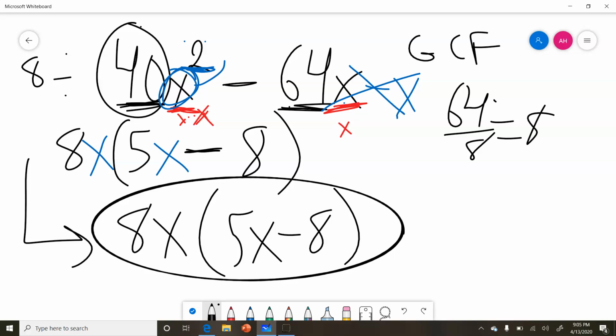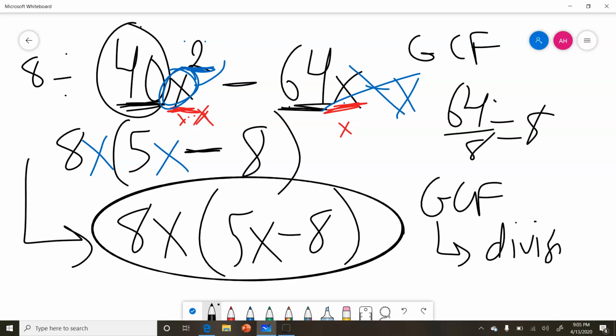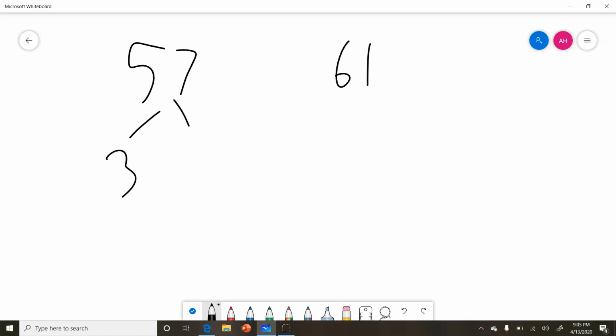So we use the greatest common factor, the GCF, and then we use division. Okay, divide by the greatest common factor. Now, sometimes we have 2 numbers that don't have a greatest common factor. For example, what if I use the numbers 57 and 61? Right, 57 is 3 times something. If you divide 57 by 3, you get 19.